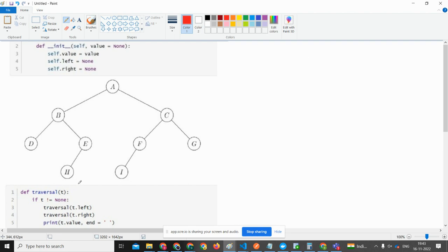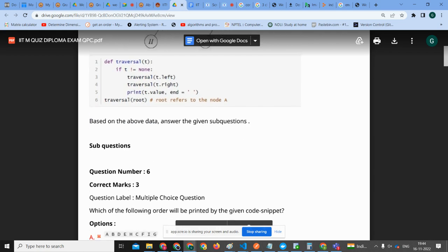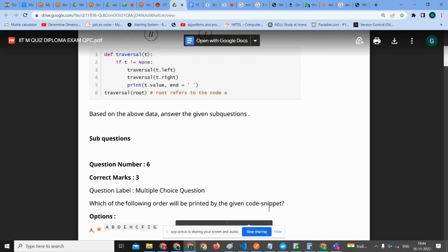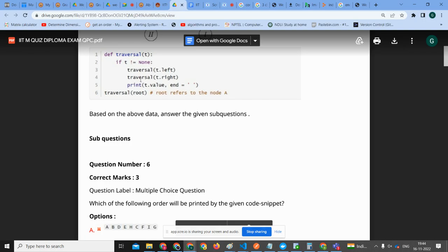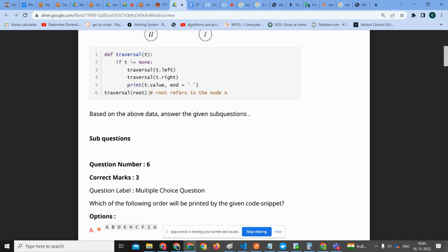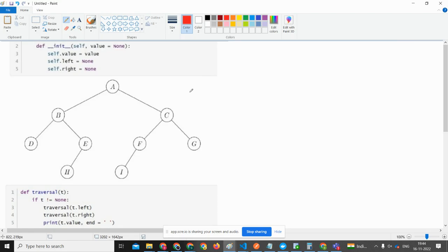So what is happening? I'll finish this up fast. Which of the following order will be printed by the code snippet? They are calling the traversal function for the root. See, traversal of root. That is what they are calling, right? And they are saying that root refers to the node A. For the node A, they are calling the traversal function, so I'm going to write it as traversal of A. What is it doing? If t is not equal to none, is t not equal to none? It's not none, right? Correct. So we do two things. Traversal of t dot left. What is t dot left?